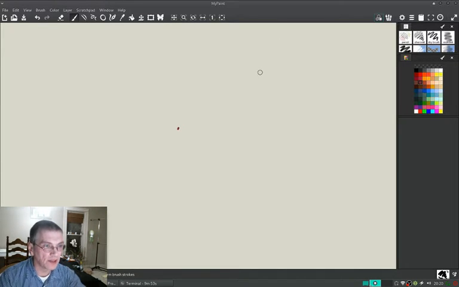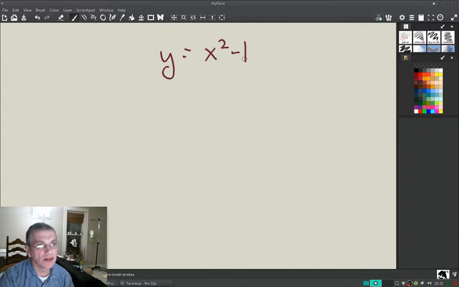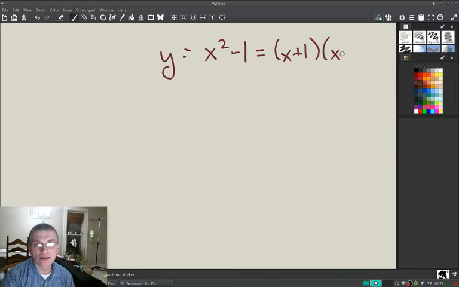Let's take something you already know about, parabolas, and abstract them to polynomials in general. Let's take the parabola x squared minus 1, and we know this factors. This is a difference of perfect squares, so we know this factors into x plus 1, x minus 1. That's one of the things you should be looking for.